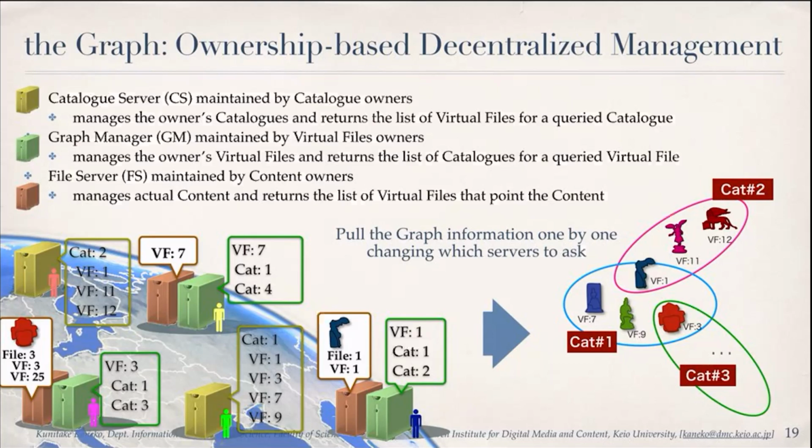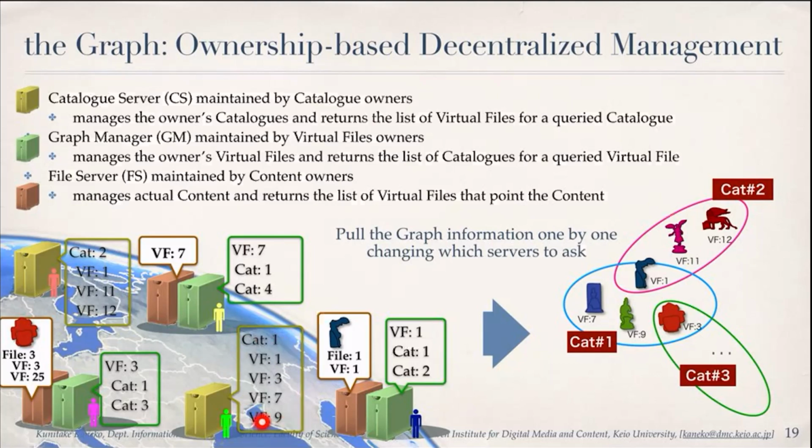I talked about how the graph is created, but that is the content-wise viewpoint. Now I'll show you the computer system viewpoint. How do we realize it? The graph system is an ownership-based decentralized management. For example, starting from budget file 7, I go to the 7 server, and it has cat 1, cat 4. Let's see cat 1. So go to the cat 1 server. Where is the cat 1 server? Here, right? And cat 1 has a list of budget files 1, 3, 7, 9.